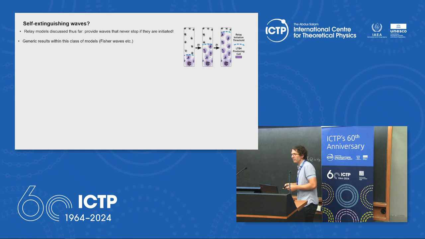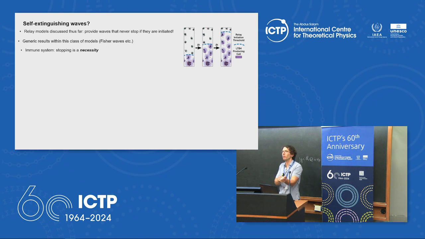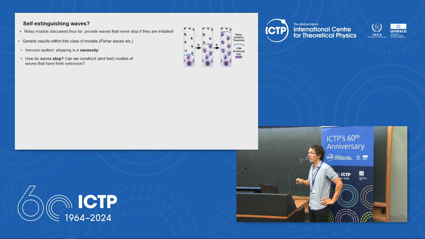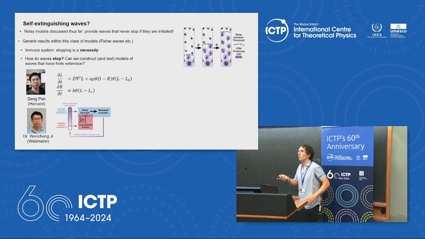Now, so far I discussed waves that if initiated propagate forever, and this is the case for other models, including Fisher waves, for those familiar with it, waves in the context of dictyostelium that Herbie Levine here did nice work on, and others. And what we realize is that the immune system poses an interesting challenge. If I have a small cut on my hand, I don't want to recruit all the neutrophils from my body to the wound. So it must be that the waves should propagate only to a limited extent. So we asked ourselves, can we construct and test models that have finite extension? And after a lot of dead ends, we came up with this simple model.